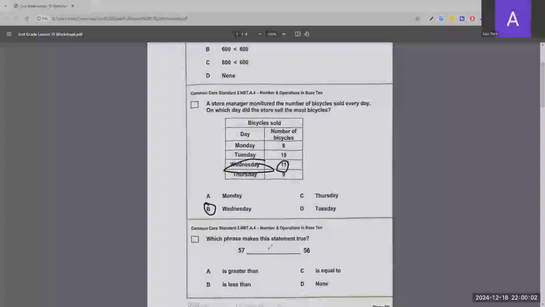Okay, next. Which phrase makes this statement true? 57 blank 56. So we're comparing the two numbers and we look at the ones place, 7 and 6. 7 is greater than 6. So that means 57 is greater than 56.